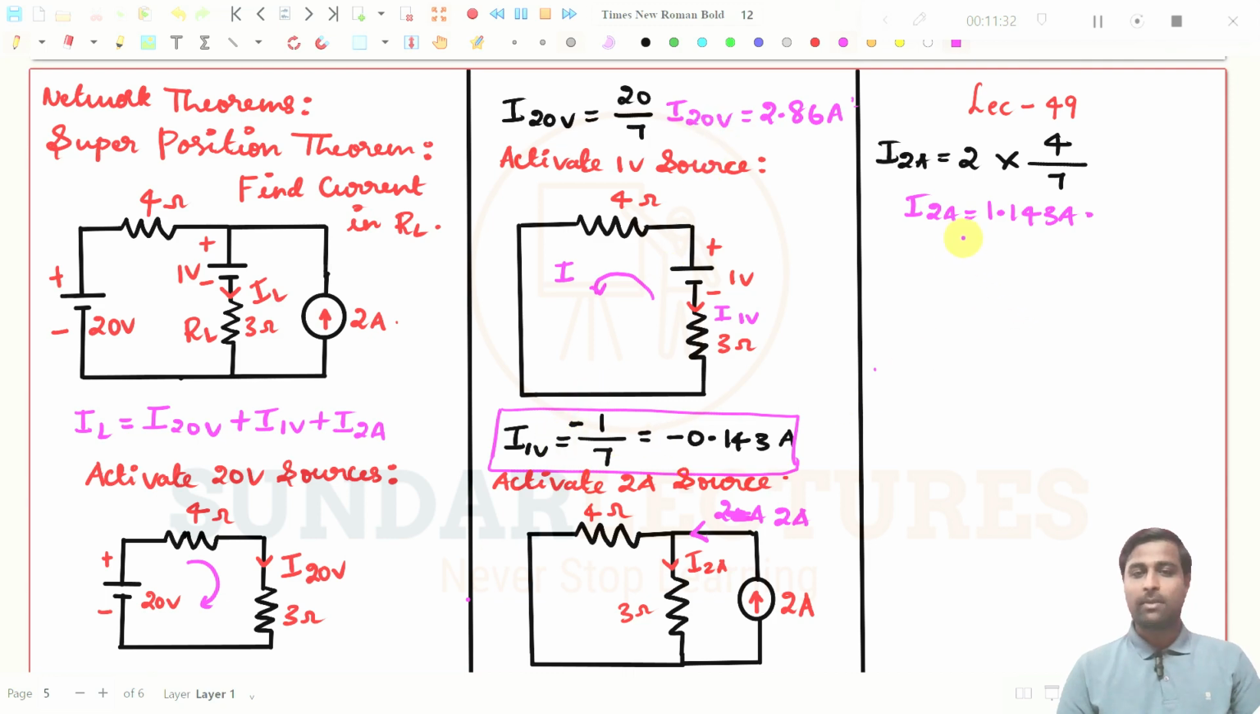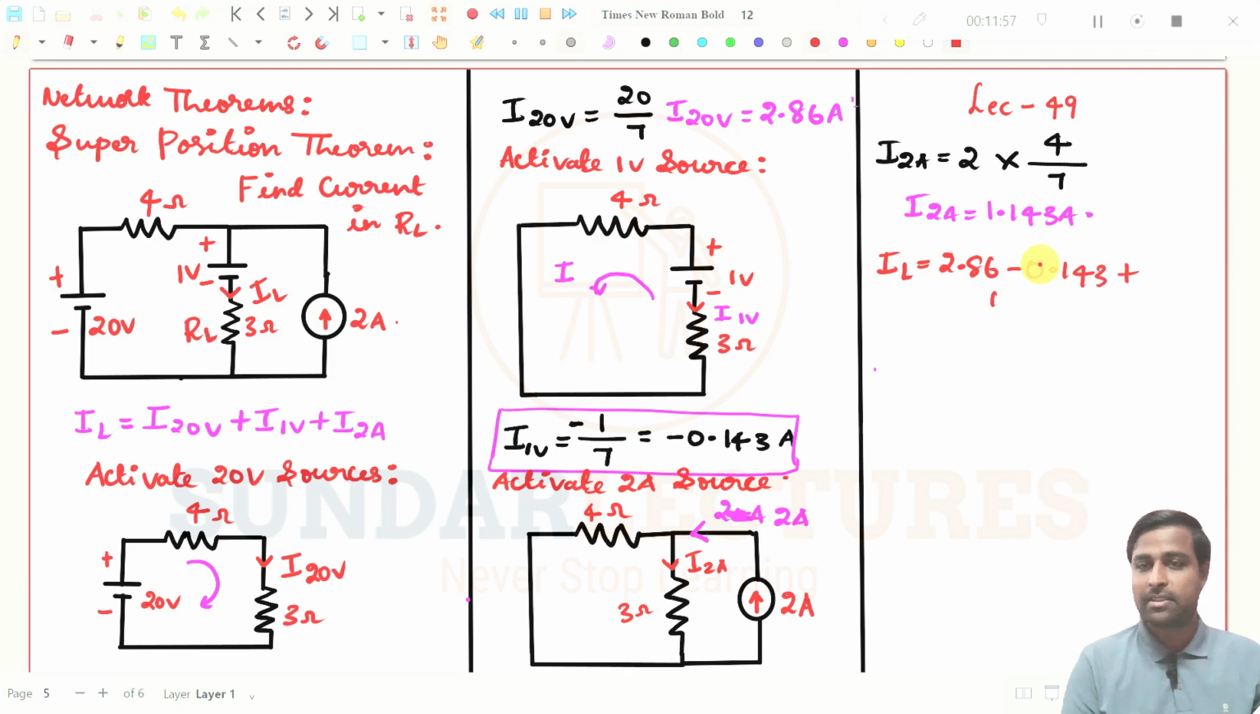So we have found all the values: I due to the 20 volt source, I due to the 1 volt source, and I due to the 2 ampere source. Now you need to consolidate all the answers. IL will be equal to 2.86 amperes, plus minus 0.143 because this is a negative value, plus 1.143, and finally IL will be equal to 3.86 amperes.